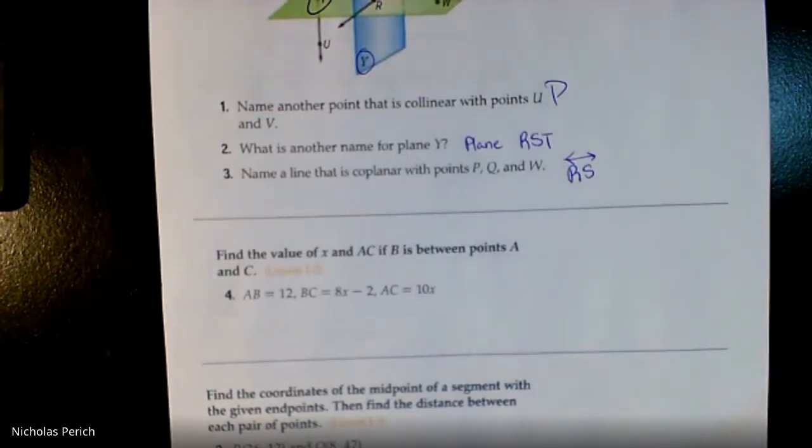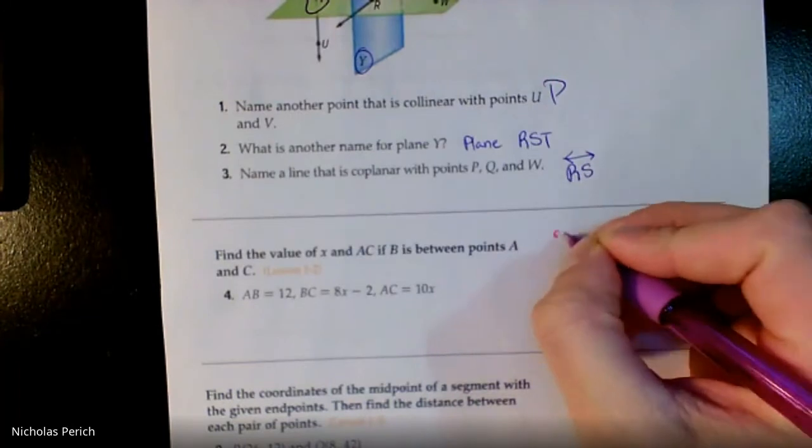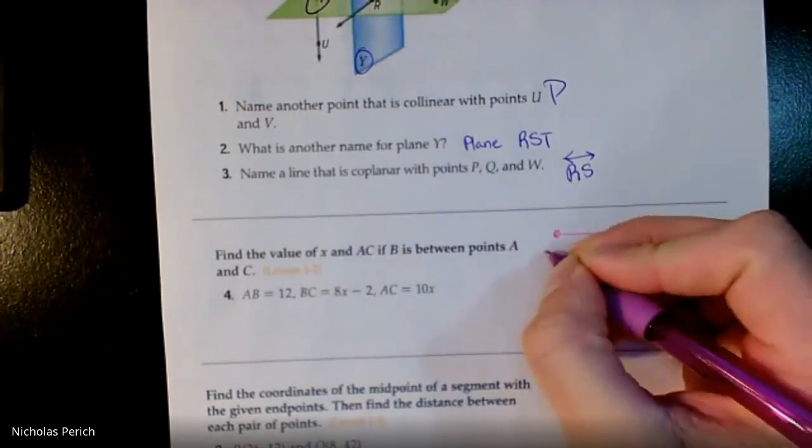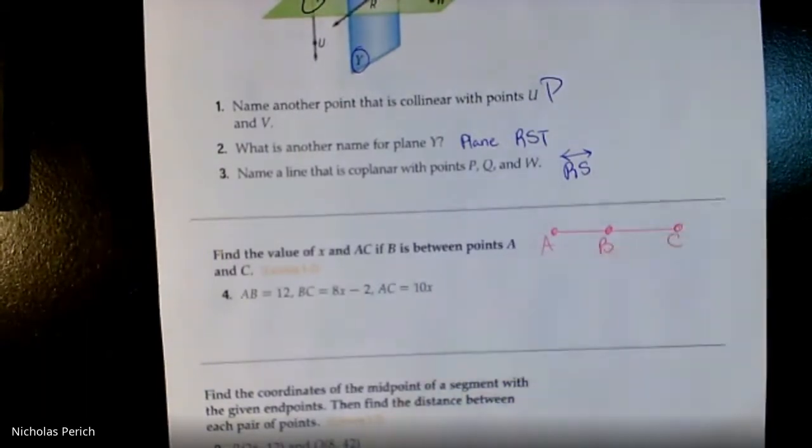Find the value of X and AC if B is in between points A and C. So let's just draw a random picture out. There's A, there's C, B is somewhere in between it. Don't know if it's the midpoint.